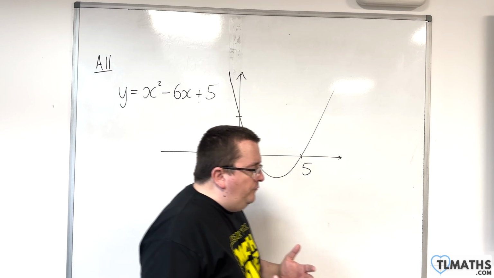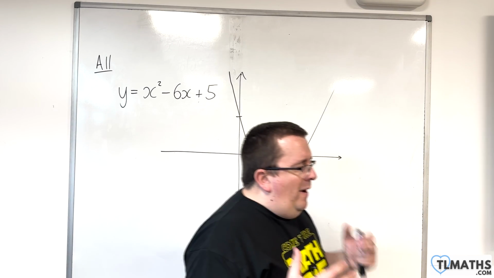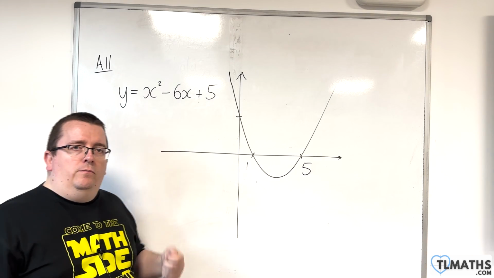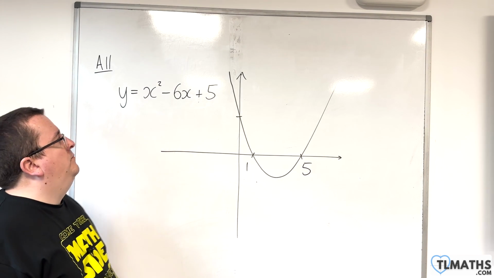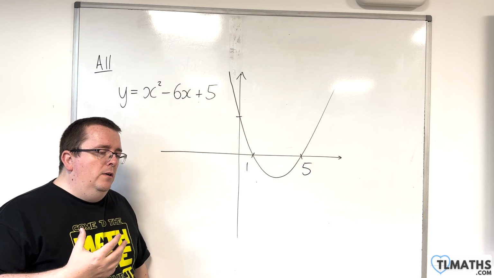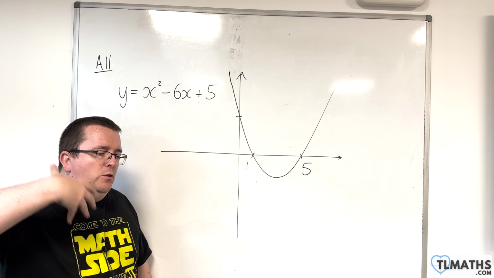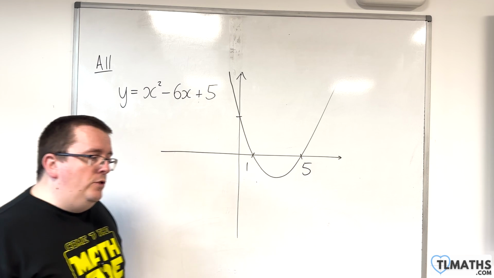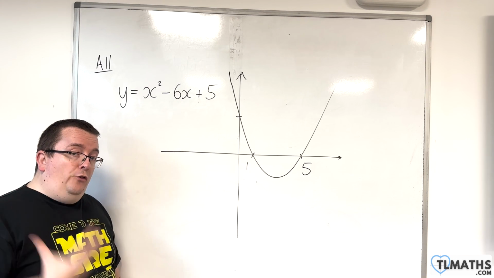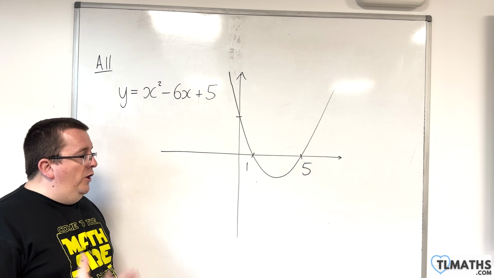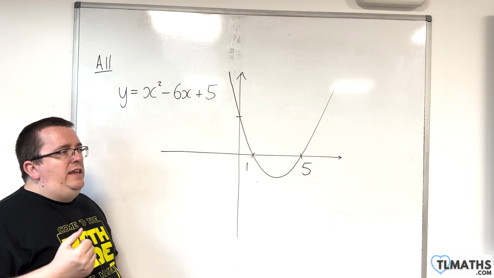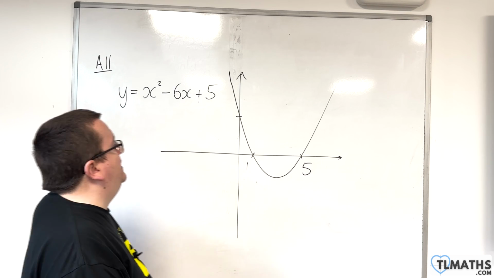So, you might be going, well, how have I identified 1 and 5? How do I know that to be the case? Well, part of that is going to come through from something that we're going to look at later on in this section. So you can use the quadratic formula to determine those 2 points. Alternatively, you can factorize the quadratic.